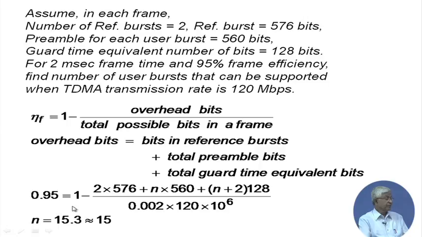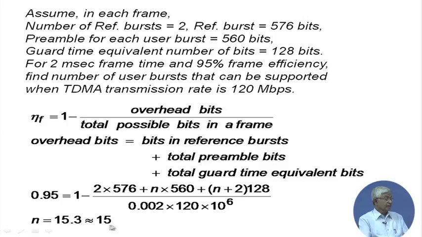The efficiency is 0.95: 1 minus 2 times the reference burst, 2 into 576, plus n times the 560 bits, that is the overhead preamble per burst, and n plus 2 because 2 reference bursts are there. Between bursts there also has to be guard time. So, n plus 2 into 128, since n users are there, so n user bursts, so 128 guard time. So, n plus 2 times the guard bits divided by the bit rate multiplied by the frame time. So, here n comes out to be 15.3.